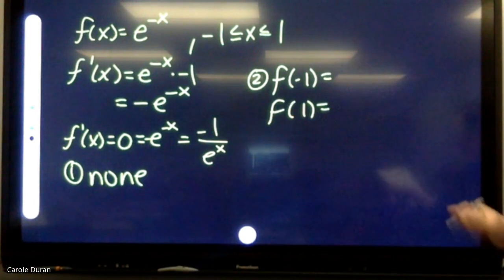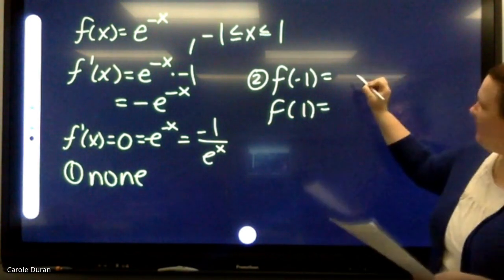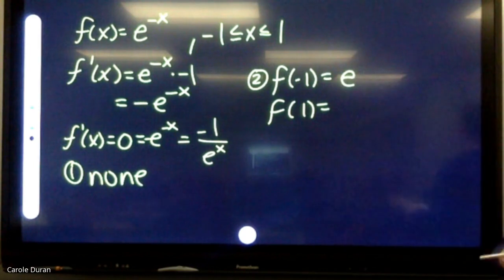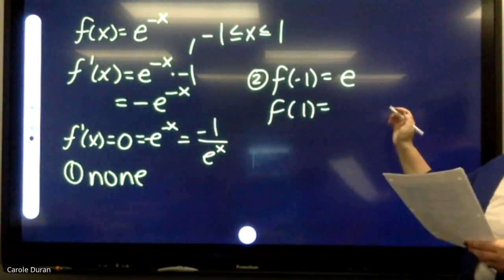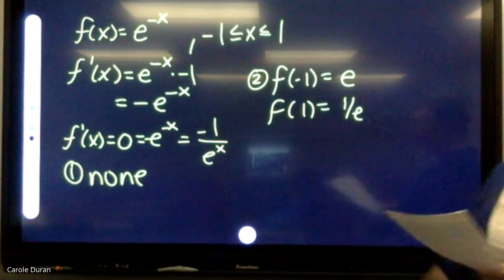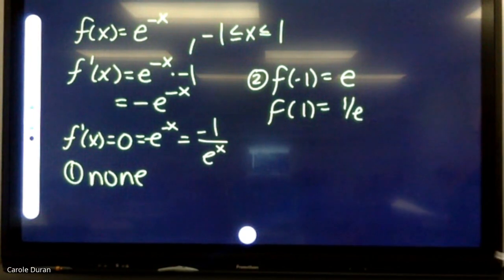Okay, so when I plug in -1, I get e. It's just how it works out. And when I plug in +1, I get 1 over e. Are those my guaranteed maximums and minimums? No. I still have to do step 3, which is where my derivative does not exist. Is there anywhere that it doesn't exist on that interval?